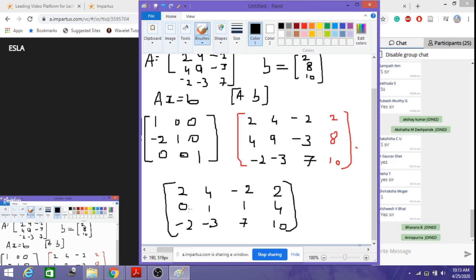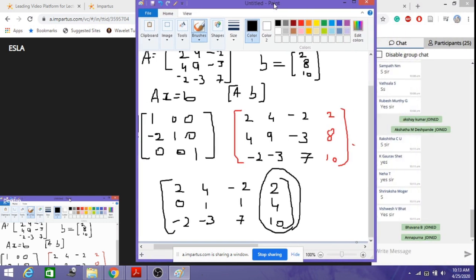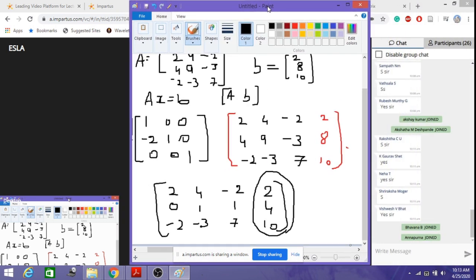Likewise, we have to multiply with one more elimination matrix to remove this -2. Then again one more elimination matrix to remove this -3 by using this row 2. Then we bring it into an upper triangular form, and likewise this B also gets changed. That is the intention of discussing this topic. I hope you understood this augmented matrix process. Later we can separate these terms again.